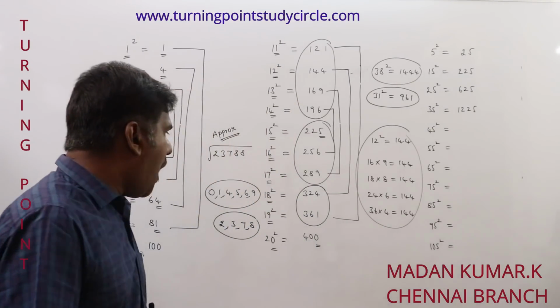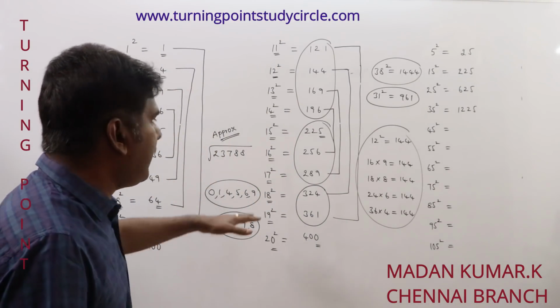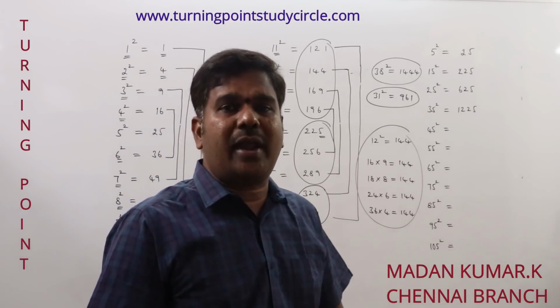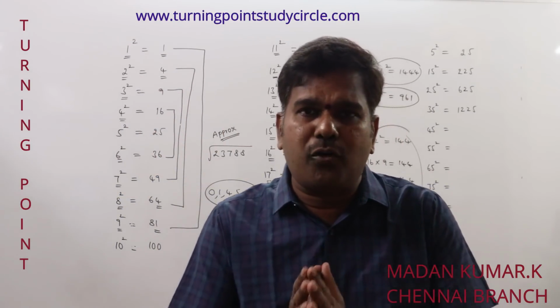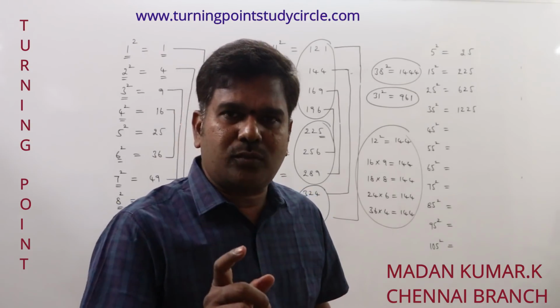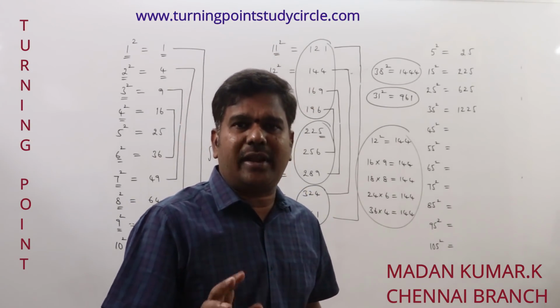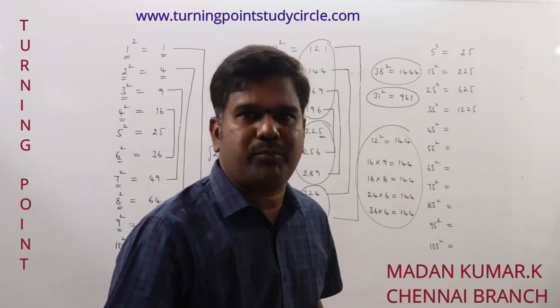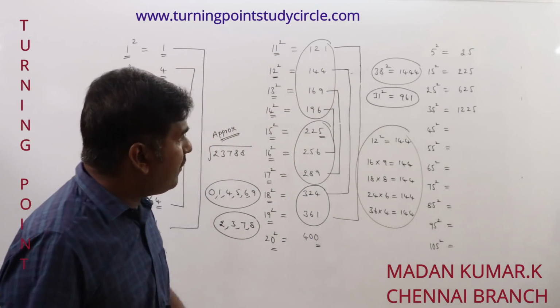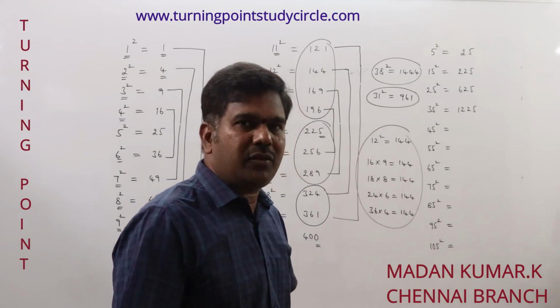We have learnt now up to 20, right? So from 1 to 20, any square values will be ending with the values of 0, 1, 4, 5, 6, 9. Whenever a number is ending with a 2, 3, 7, 8, it is not at all a perfect square, right? Now, we will see squares ending with the 5.